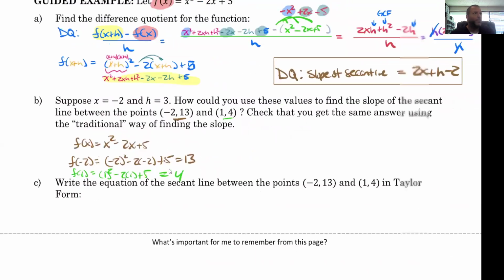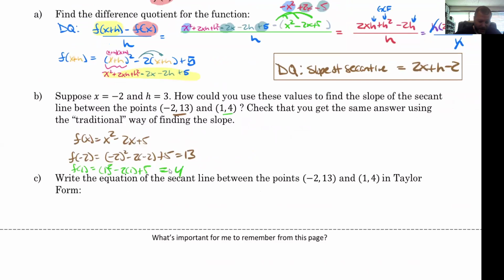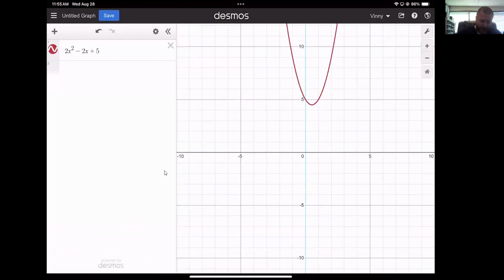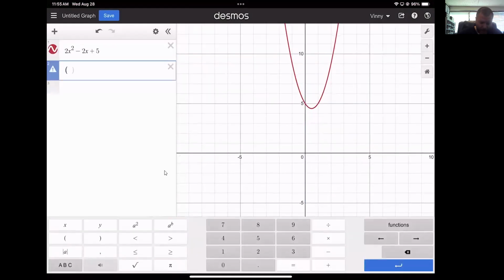All right, so what we have, right? So I'm going to just get a picture of this thing for a sec. So we got a 2x squared. We got a minus 2x, and we got a plus 5. All right, so here's my graph. I got some points on this thing. We know that -2 comma 13, was it?